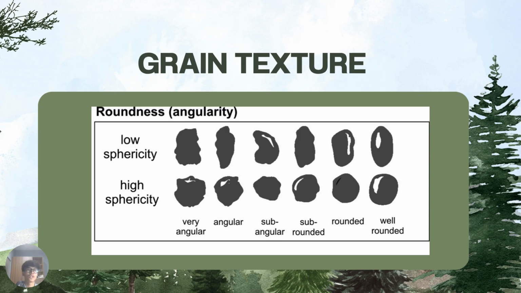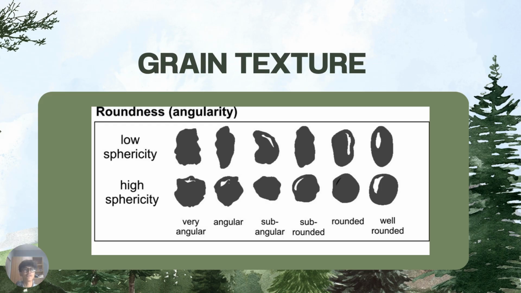Now we move to the grain texture. In the grain textures, as you can see, there are two parameters, roundness and sphericity. The difference is roundness is how smooth the surface is on the outside part of the grain, while sphericity is how much it looks like a ball. So by these parameters, it can also indicate or interpret an ancient environment.